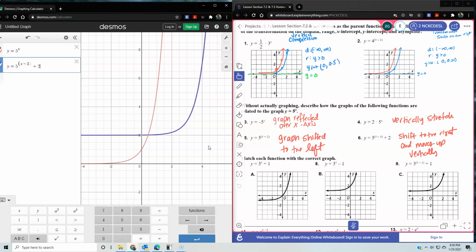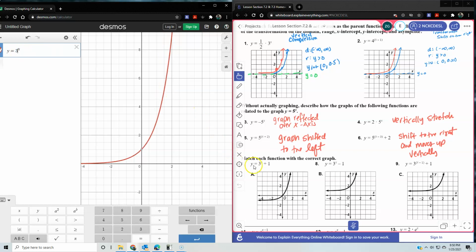Okay, so if you have any questions, please see me during student support. The next ones are basically matching. And so I'm going to go ahead and do 7, 8, and 9, but I'm going to use the transformations so you can understand. The parent function, remember the parent function is 3 to the power x. So we have 3 to the power x plus 1. So that's going to move the parent function up 1.